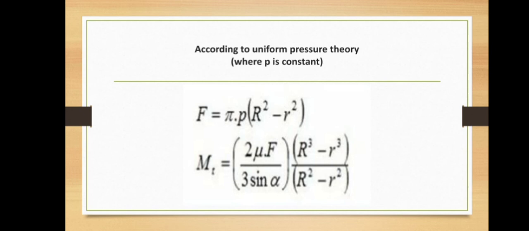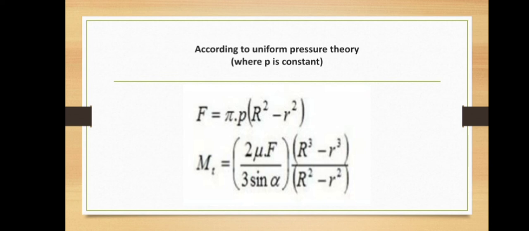Now the area of the ring: we know that area is equal to the circumference into length, that is 2 pi r dl, which is equal to 2 pi r dr cosecant alpha. We shall consider the following two cases: when there is uniform pressure and when there is uniform wear. When there is uniform pressure, the pressure is constant and the wear changes.